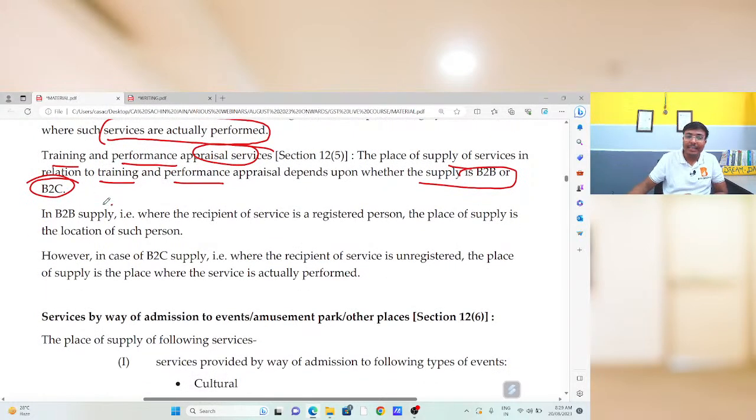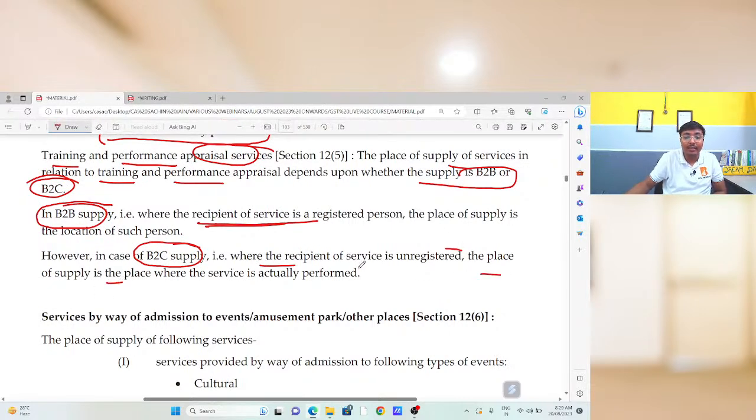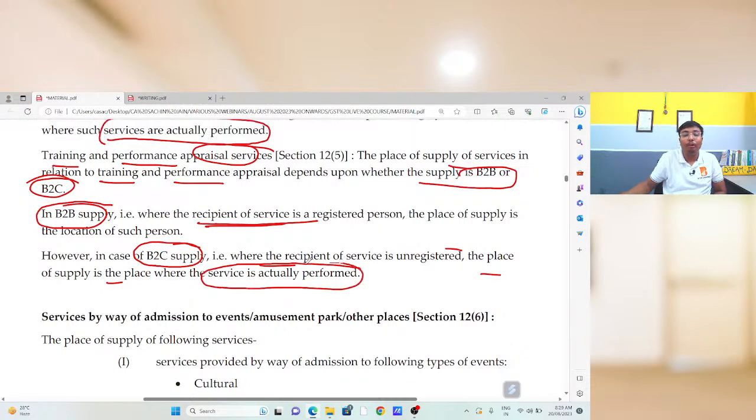So in case of B2B, if the recipient is registered under GST, in that case the place of supply will be the location of the recipient of service. So this is the basic concept. There is nothing important, because whenever the recipient is registered, the place of the recipient will be treated as the place of supply. When the recipient is not registered, that means when I am going to provide my training services to an unregistered person, the place of supply is the place where the service is actually performed.